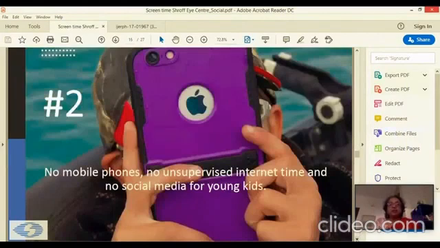Next. No mobile phones, no supervised internet time, and no social media for young kids. So if you want to do it with them, you need to be holding the phone or the tab or the iPad at a comfortable distance. Have the child next to you on your lap, and then you watch content together.